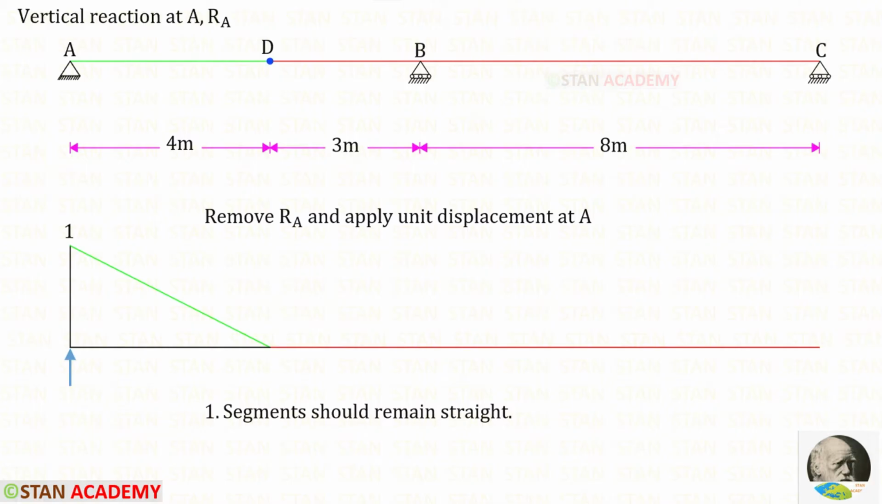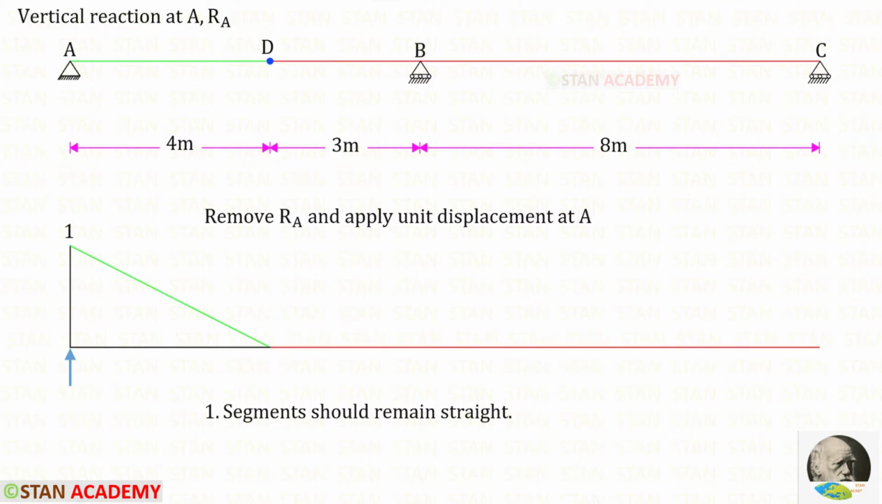The first rule states that the segments should always remain straight. Let us take the segment AD. Even though we have applied unit rotation, it remains straight. It is not curved like this. Also, the segment DBC remains straight.